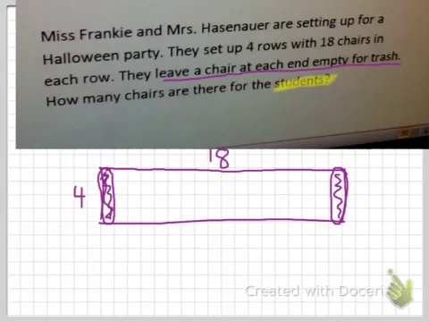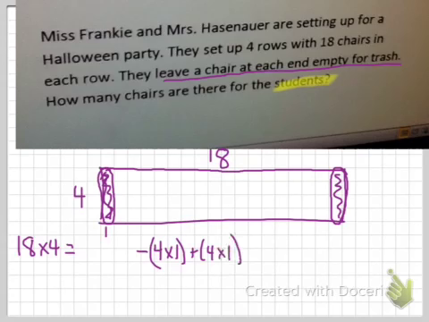So I can either multiply 18 times 4, which gave me the total number of chairs. And then from there, I'm going to subtract from that 4 times 1 plus 4 times 1, because both sides are 4 times 1. Okay, well, 4 times 1 plus 4 times 1 would be minus 8.